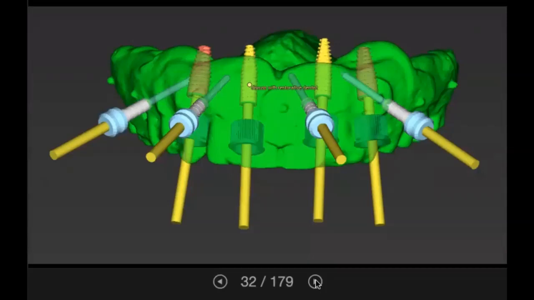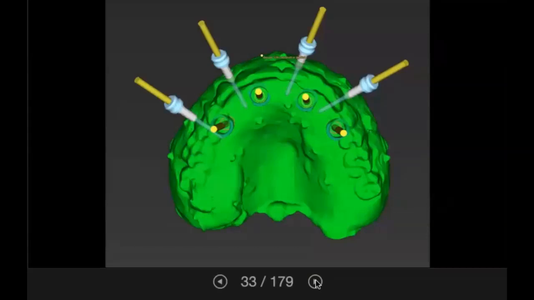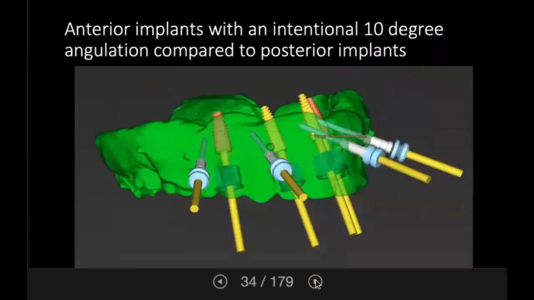The maxillary implants are placed as parallel as possible to allow for a similar path of insertion of the future prosthesis. Implant location correlates with the ideal position of the locator housings for ideal form and function. In this case, the implant divergence is limited to 10 degrees or less.